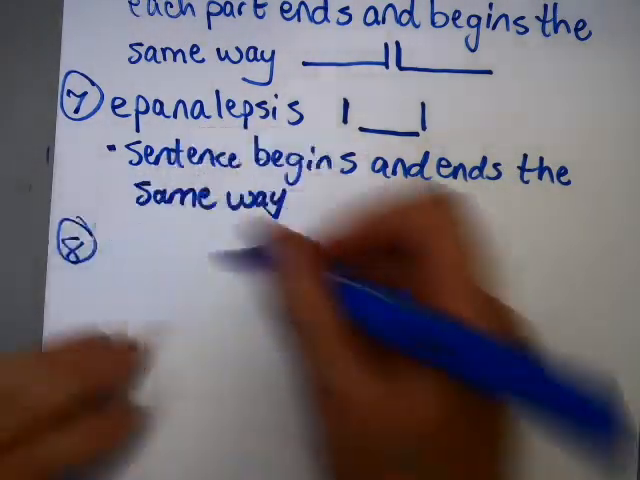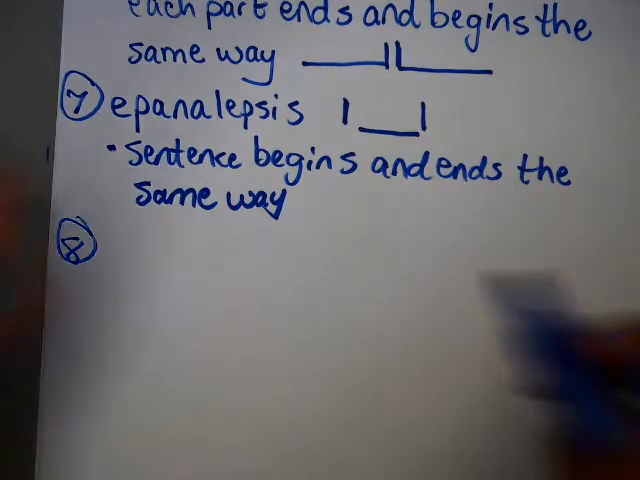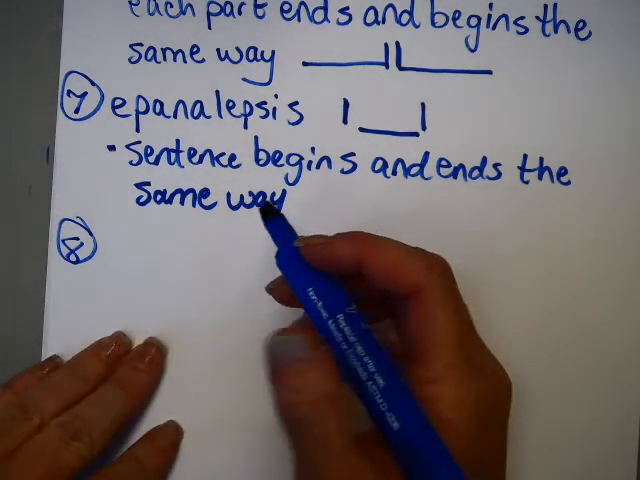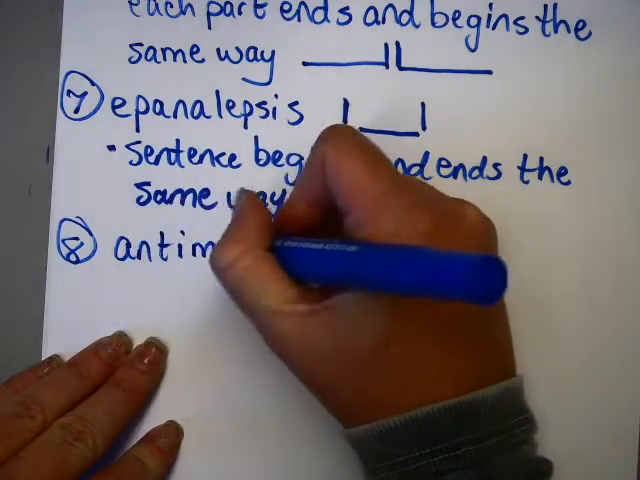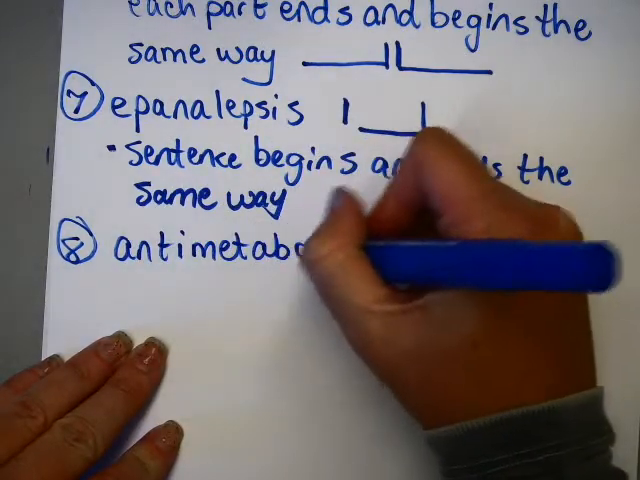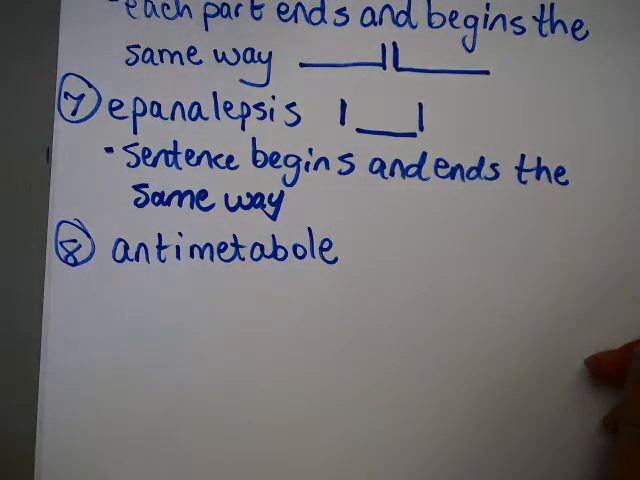Three more, almost done. Number 8. This one is, let's talk about anti-metable. Anti-metable. Got it? This is almost like a mirror image. This is when your ideas are flipped.